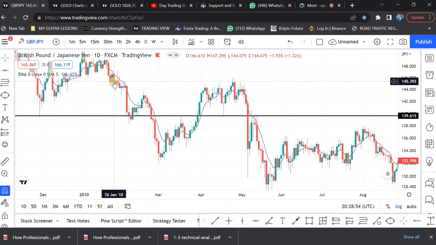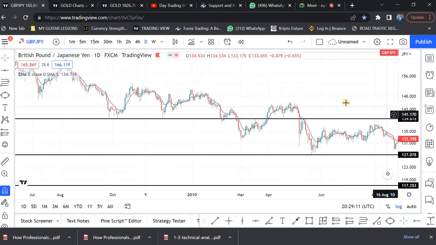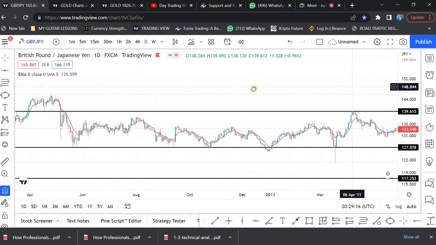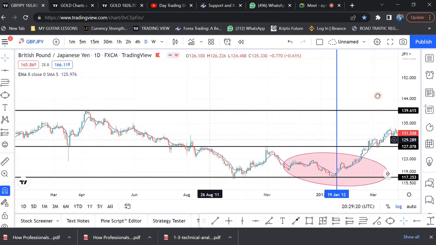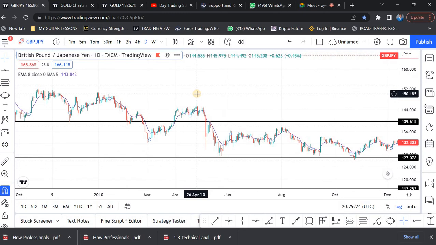But kindly take note of this. Whenever you are drawing your support and resistance lines, always use the daily time frame or the 4 hours time frame. Use the daily time frame or the 4 hours time frame to draw your support and resistance. So that is it. You must take note of that. So this is on the daily time frame. We have drawn about 3 different support and resistance.